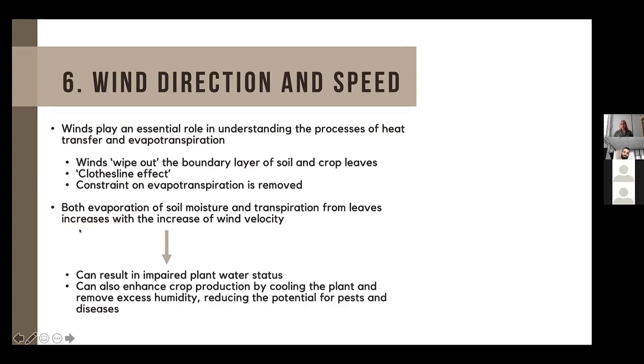And this can, in terms of crop production, result in impaired plant water status because, for example, if the wind is too fast or too strong, the transpiration process happens too fast. And if there's not sufficient soil moisture available in the soil, this can result in low water uptake by the plant. But it can also enhance crop production since it also cools off the plant and removes the excess humidity, thereby also reducing the potential for pests and disease.